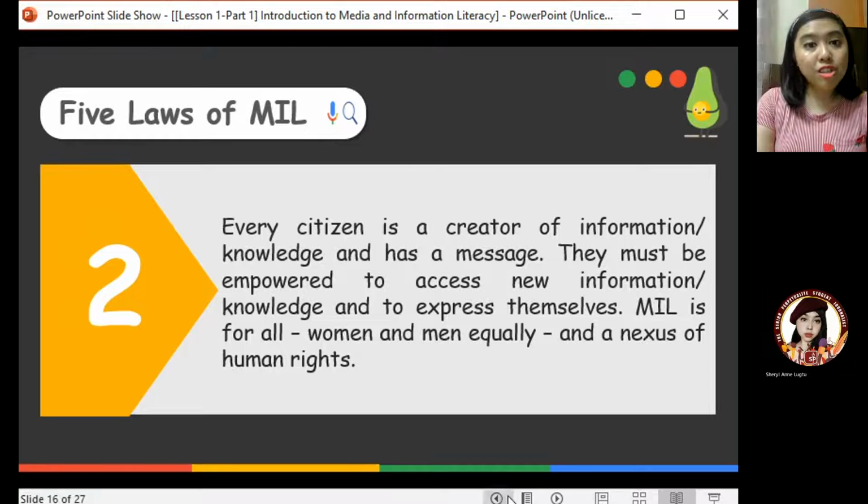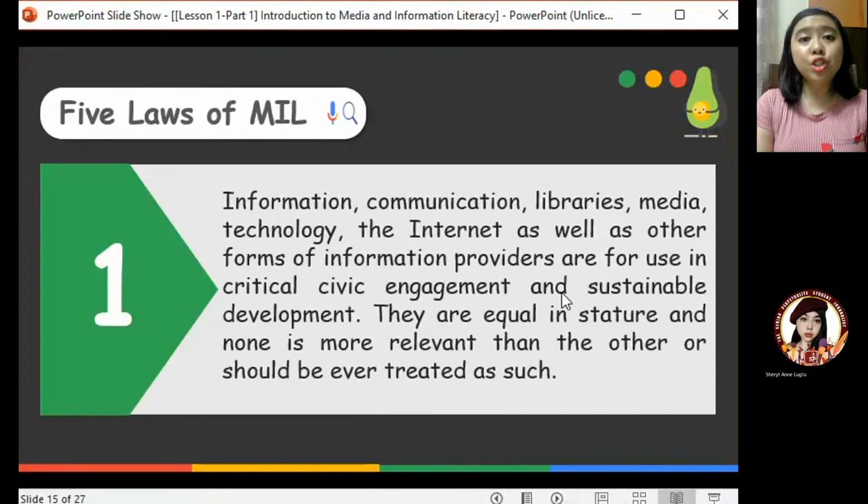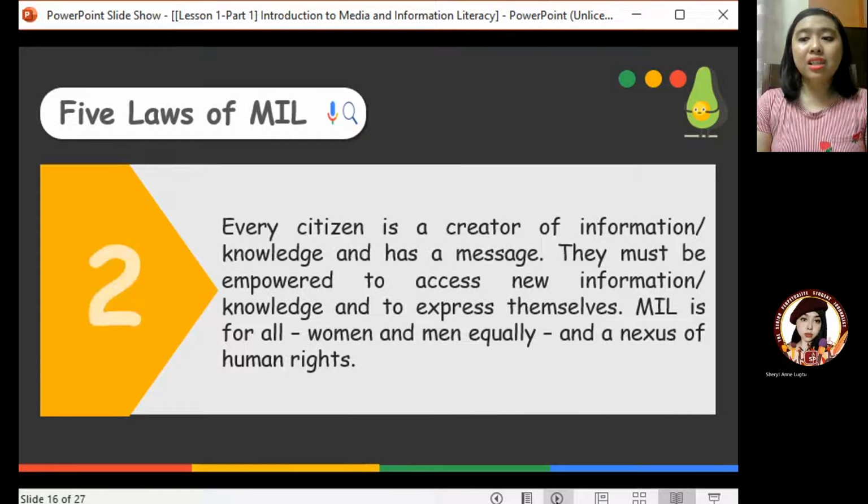Now let's go back to the first law. It actually stated here that MIL itself should be used in critical civic engagement and sustainable development. Having said that, we could say that we could help, okay, not just in human rights promotion or to be equal, we could also use MIL to better develop our country and provide sustainable solutions for the existing problems that we are experiencing at the moment.